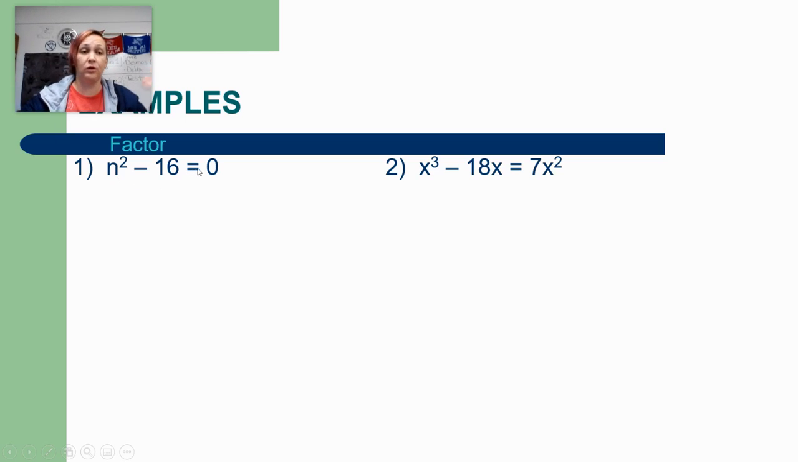And again, we run through our little chart. So we ask ourselves, is there a GCF? No, there's not. How big is this problem? It's a binomial, so it is a difference of squares. So I'm going to factor it using difference of squares. So n squared minus 16 turns into n plus 4 and n minus 4. And I still have my equals 0, so don't lose that, right? Make sure that's still part of the problem.